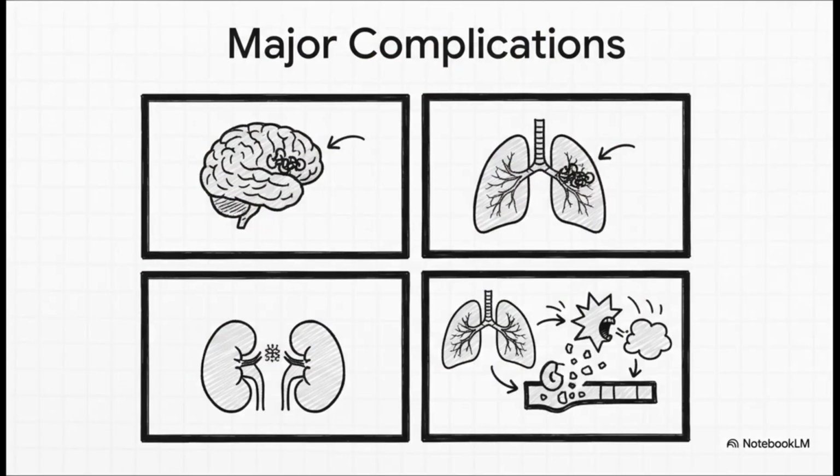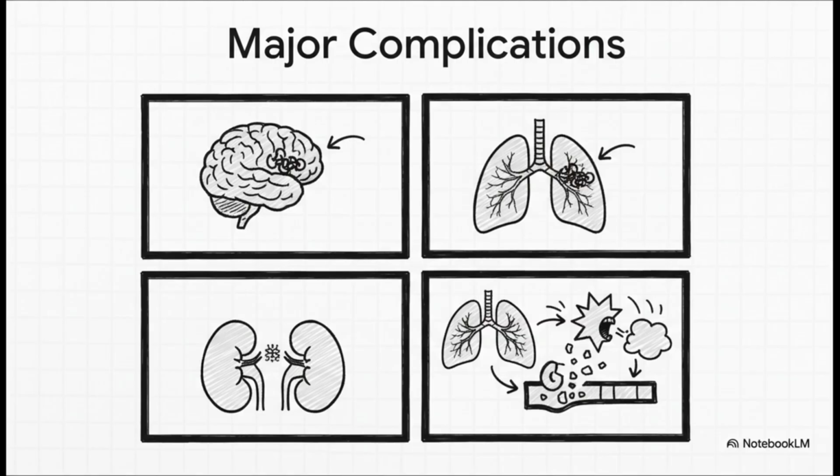So let's connect these complications back to our twin pillars. A stroke? That's vaso-occlusion in the brain. Acute chest syndrome? A life-threatening lung issue? Vaso-occlusion in the lungs. Chronic kidney disease? Same story, blockages in the tiny vessels of the kidneys.